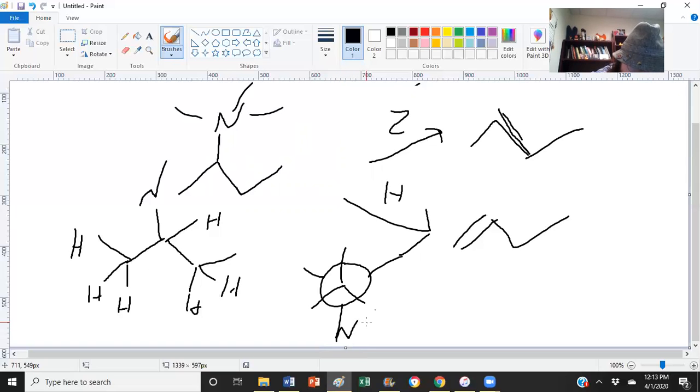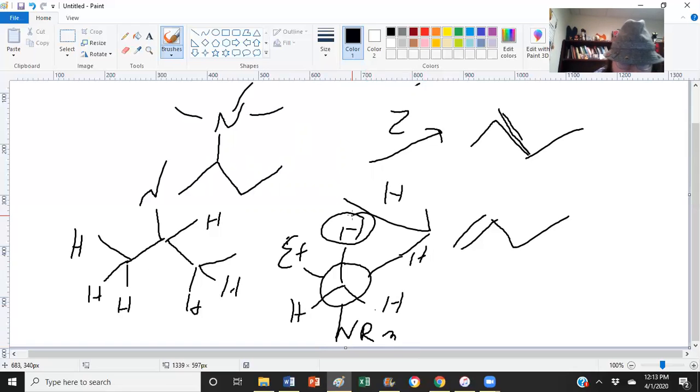and I'll just put NR3. And here's our ethyl and a hydrogen. We need anti-coplanar. OH is going to attack here, opposite of this guy. There's no steric interactions with any of these guys down the line. So this results in the Hofmann.